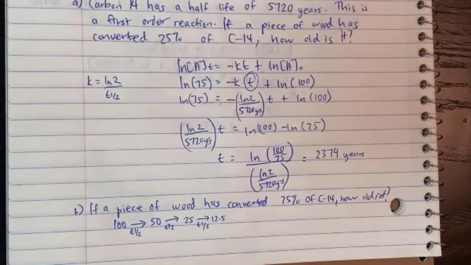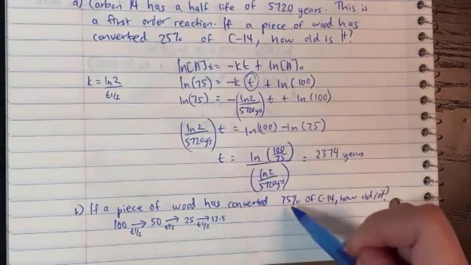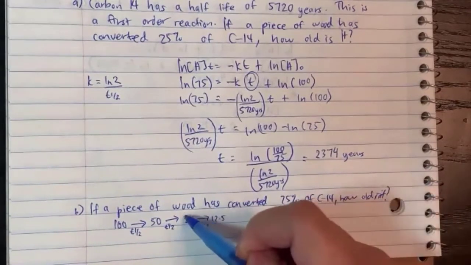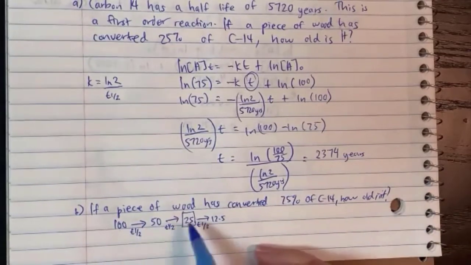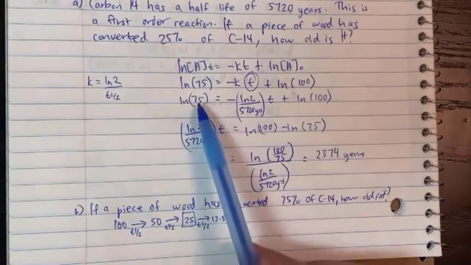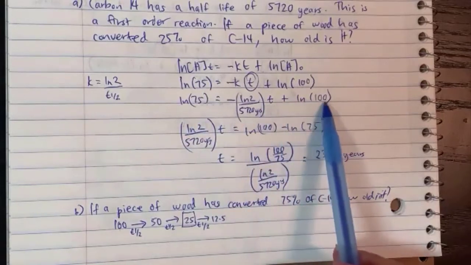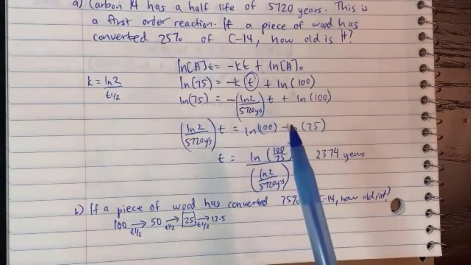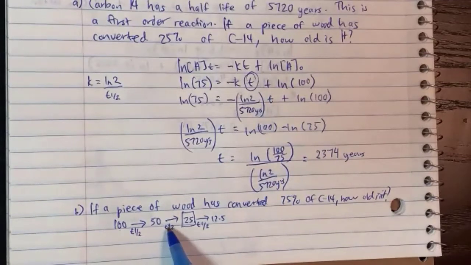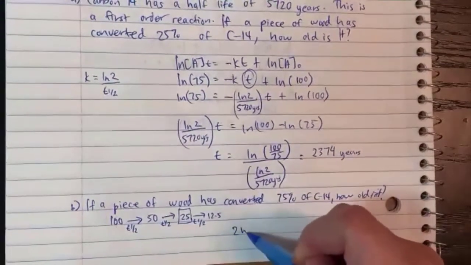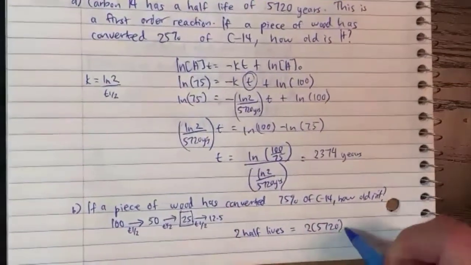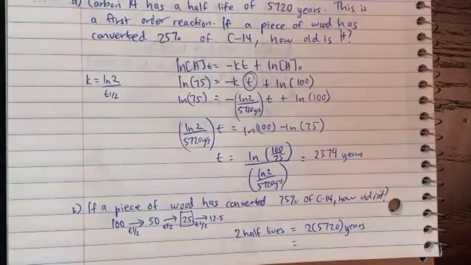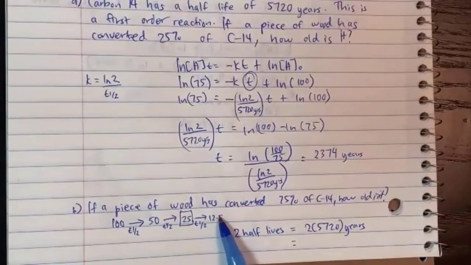Lucky for us, because it converted 75%, it now has 25% left over. So they're asking, how much time does it take to go from 100% to 25%? You could have put 25 here, put all this in, and solve for your t, and the t that you get will be the same answer as 2 half-lives, because this is the first half-life, this is the second. And how much is each half-life? So it's 2 times 5720 years. So this is a shortcut. Now, you can only use it when you have perfect numbers like 50, 25, 12.5.